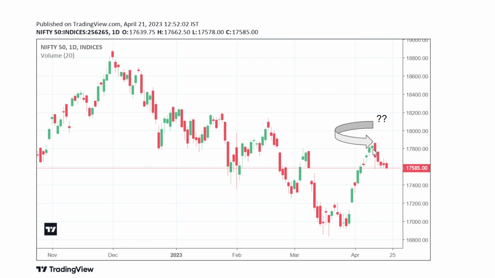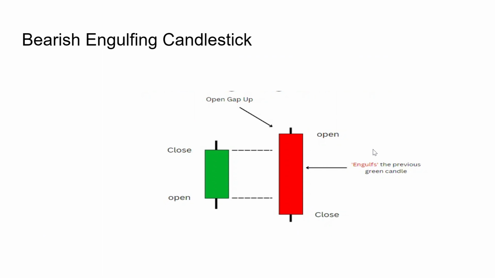So let's start with our first type, bearish engulfing candlestick. Bearish engulfing candlestick means uptrend is going on and at the top you are having one small bullish or green candle, and the next you are having a big red candle which opens quite above the previous bullish candle, but it closes below the previous opening price of the bullish candle. So this red candle totally covers this bullish candle, so that is called engulfing.